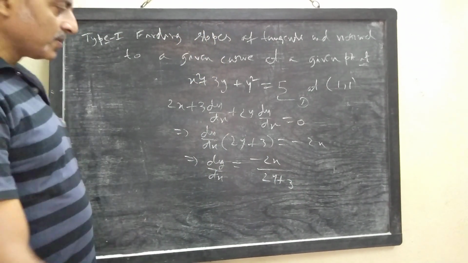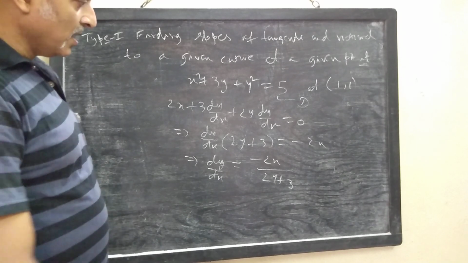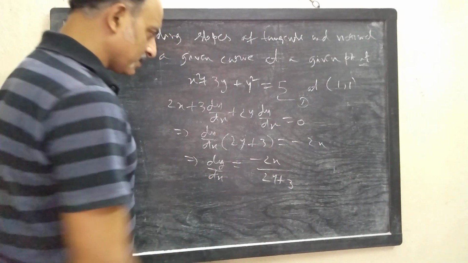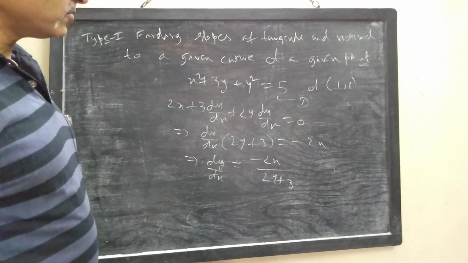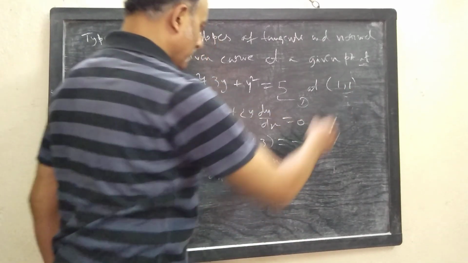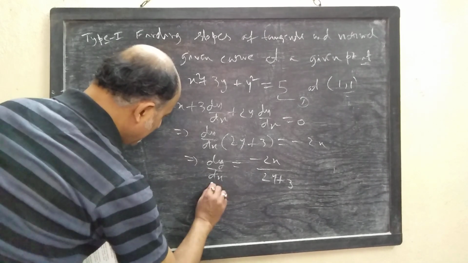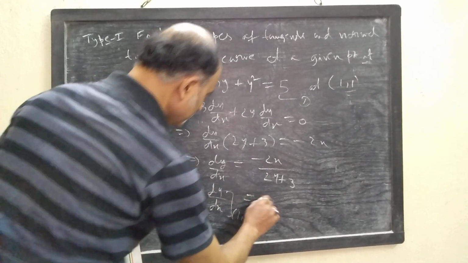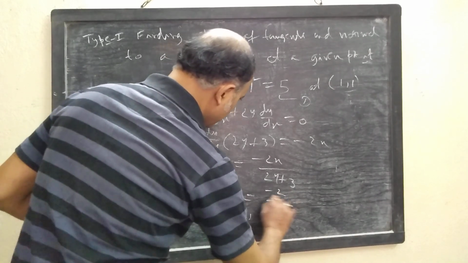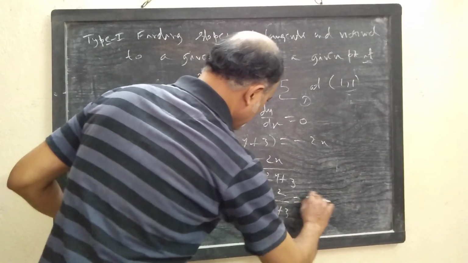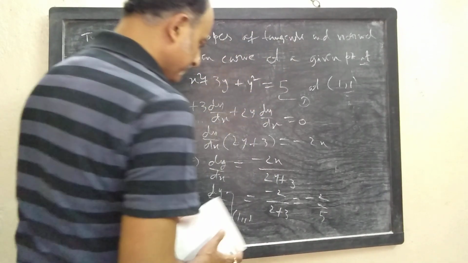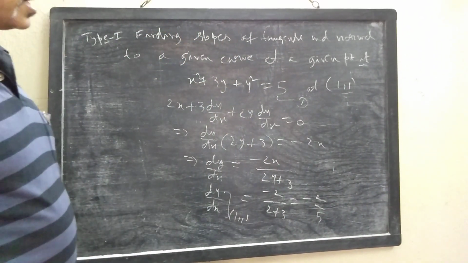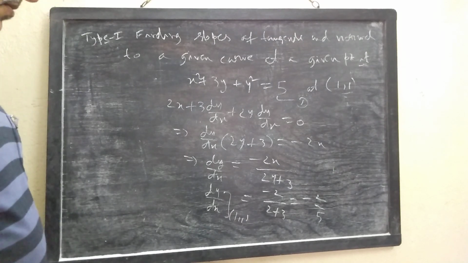Now, according to our previous conclusion, we can say the slope of the tangent to the curve at any point (x, y) is this. Now we are asked to find the slope of the tangent at the point (1, 1). So we have to find dy/dx at (1, 1). And this will be minus 2 by (2 plus 3), that is minus 2 by 5. So we can say the slope of the tangent to the curve at (1, 1) is minus 2 by 5.